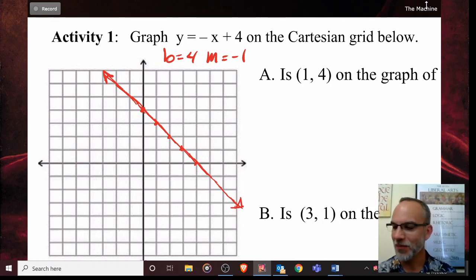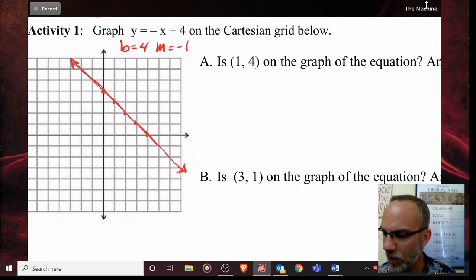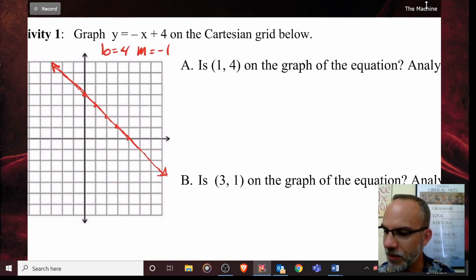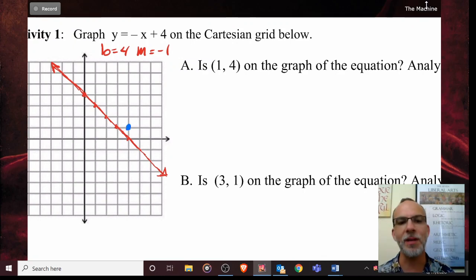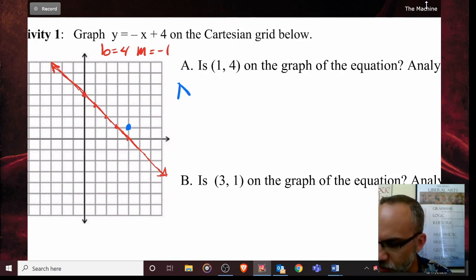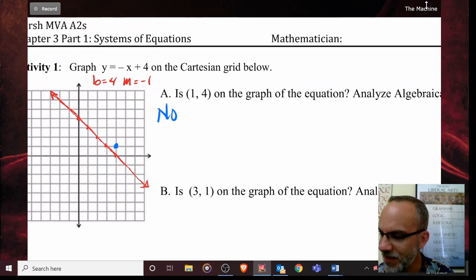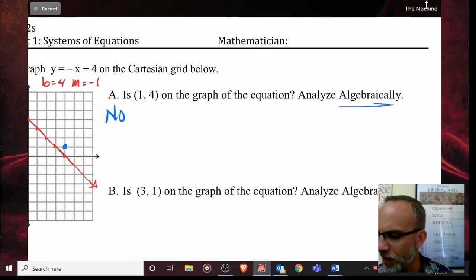Oh my gosh. Okay, so I graphed it. Remember, the graph of an equation is the collection of all solution points. Now, the question is: is (1, 4) on the graph of the equation? Well, let me take a look here. If I go over 1, 2, 3, 4, I get 1. I get that point right there in blue. My answer is no.